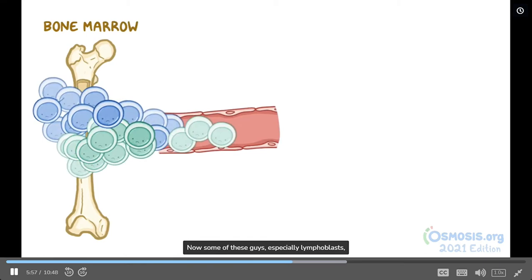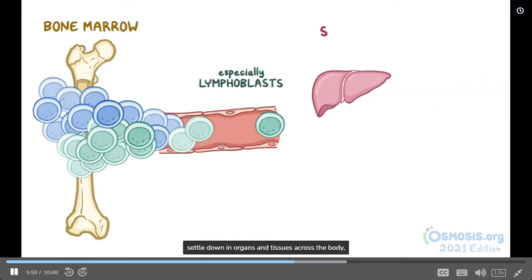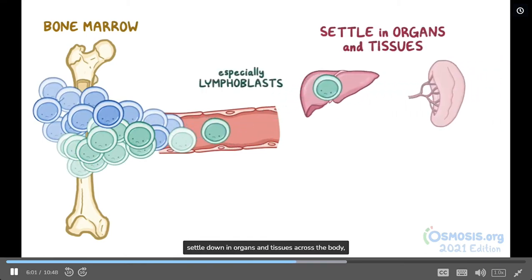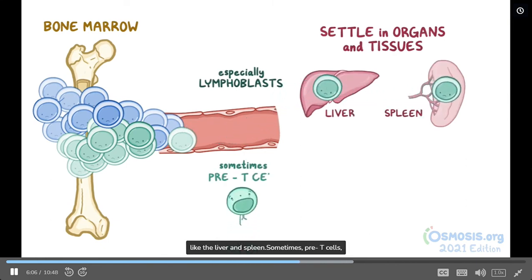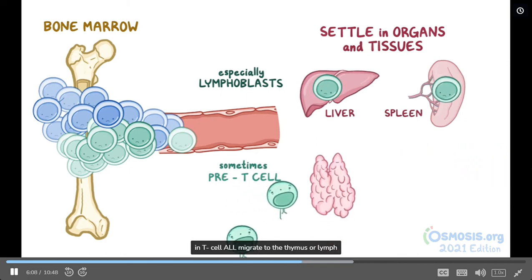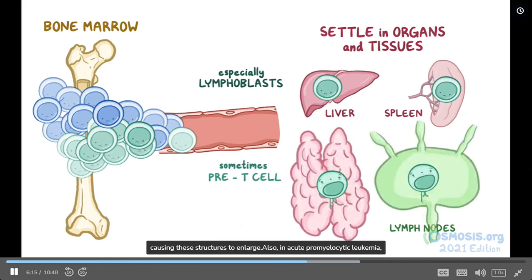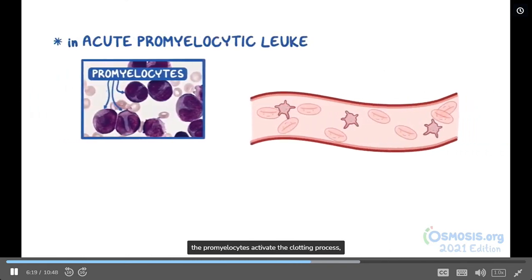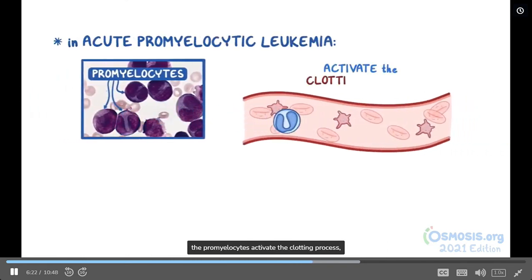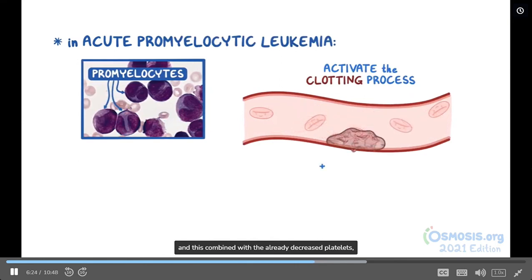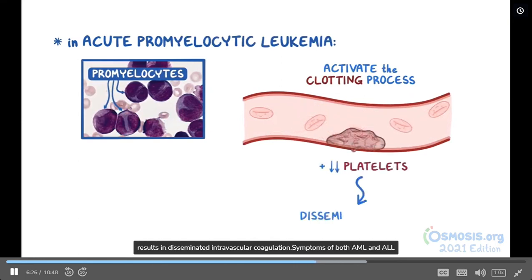Now, some of these little guys, especially lymphoblasts, settle down in organs and tissues across the body, like in the liver and spleen. Sometimes pre-T cells in T-cell ALL migrate to the thymus or lymph nodes like normal T cells do, and they settle down there, causing these structures to enlarge. Also, in acute promyelocytic leukemia, the promyelocytes activate the clotting process, and this, combined with the already decreased platelets, results in disseminated intravascular coagulation.